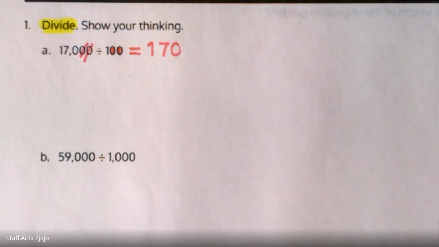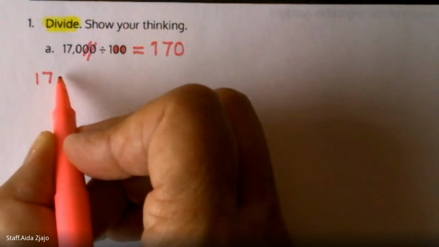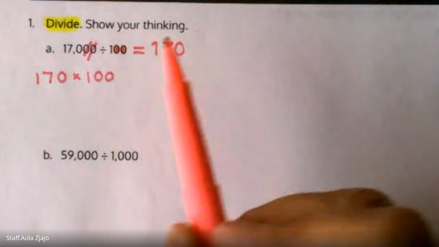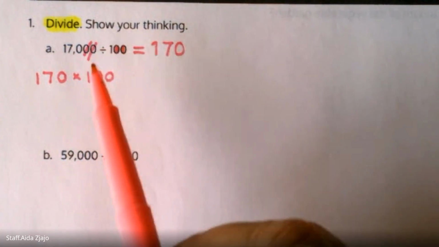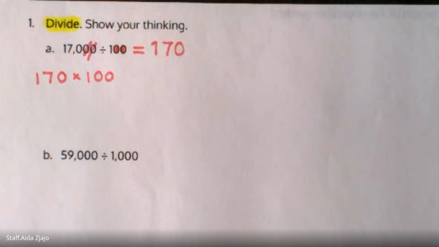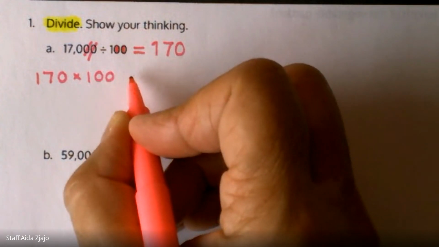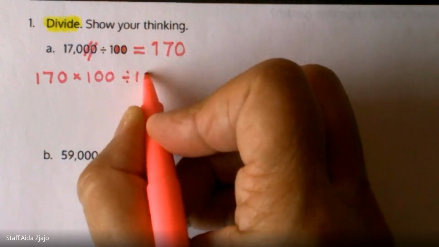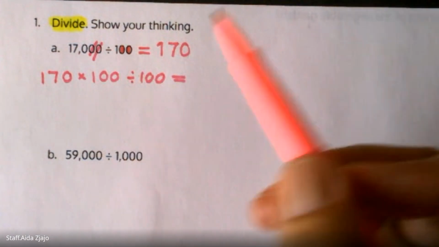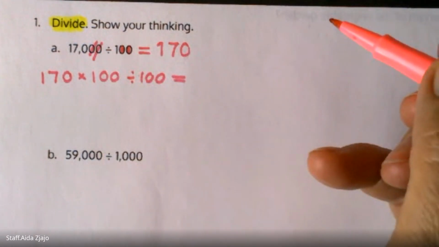Why is this possible? If you now decompose 170 times 100, that will be 17,000, because you have 17 and 1, 2, 3 zeros. Okay. So now you can divide that by 100. Now you think about 100 divided by 100, it's 1, and then 1 times 170 is 170.